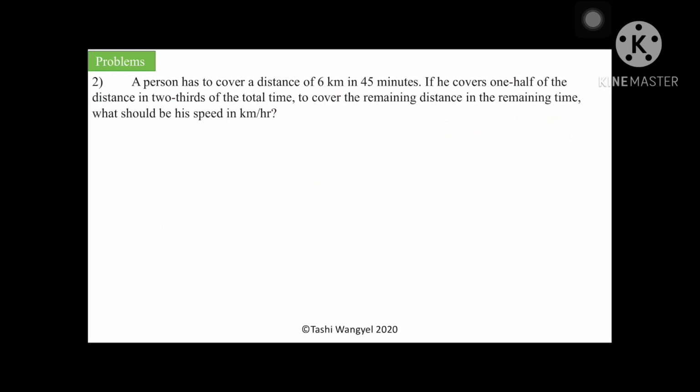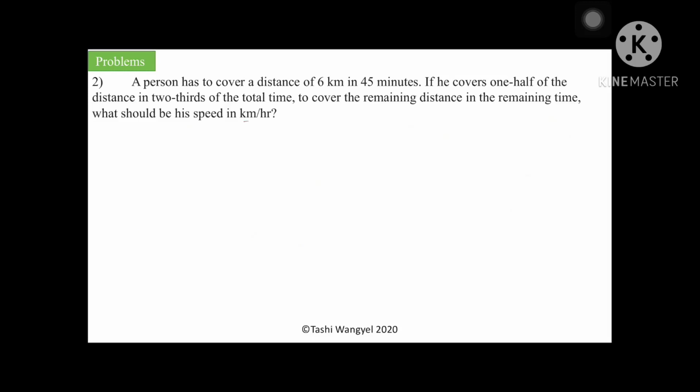The second question: a person has to cover a distance of 6 km in 45 minutes. If he covers one half of the distance in 2/3 of total time, to cover the remaining distance in remaining time, what should be his speed in kilometer per hour?